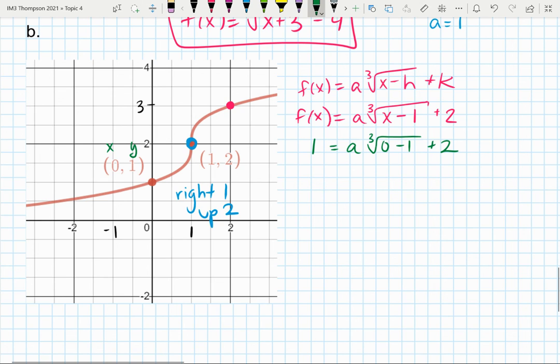And then I simplify. Order of operations says I have to do what's in the parentheses first. This radical sign acts as parentheses. It's a grouping symbol. 0 minus 1 is negative 1. Now, reminder, I'm doing cubed roots, so it's okay if I have negative numbers. The cubed root of negative 1 is just negative 1.